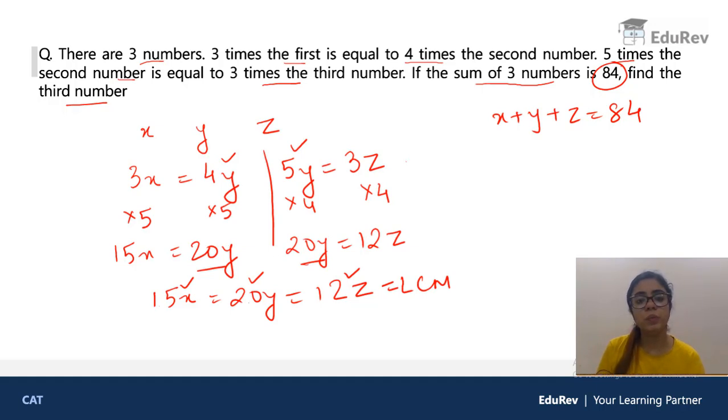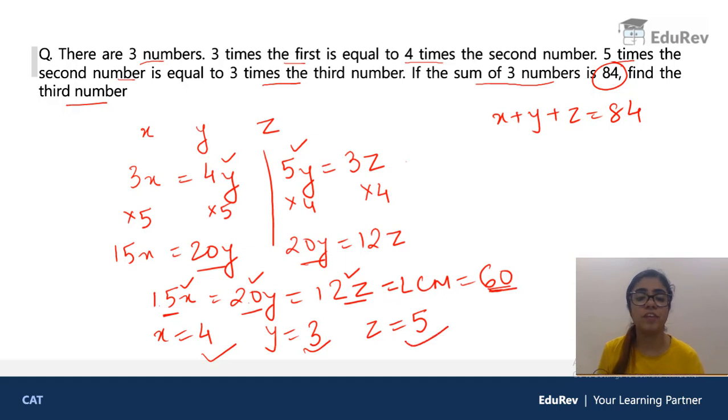The LCM of 15, 20 and 12 will be 60. So this means 15x is equal to 60, correct? So x will be equal to 4. 20y is equal to 60, so y will be equal to 3. 12z is equal to 60, so z will be equal to 5. Okay, so I got my three numbers 4, 3 and 5.